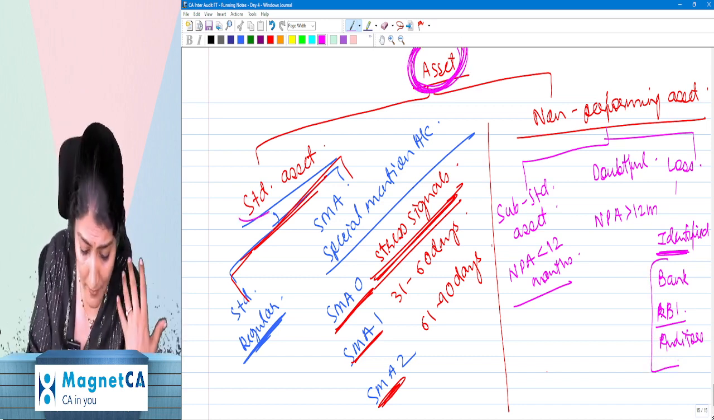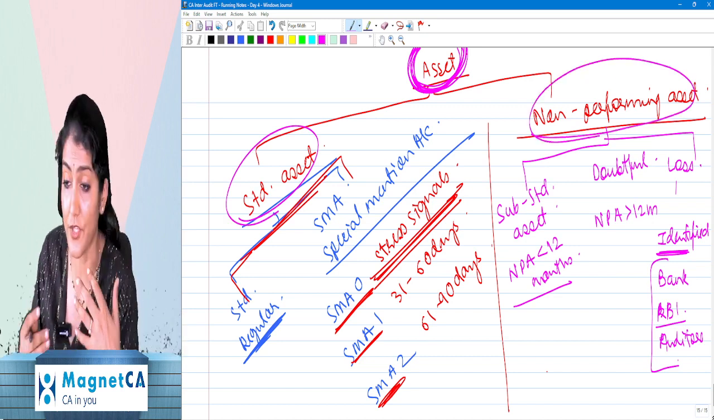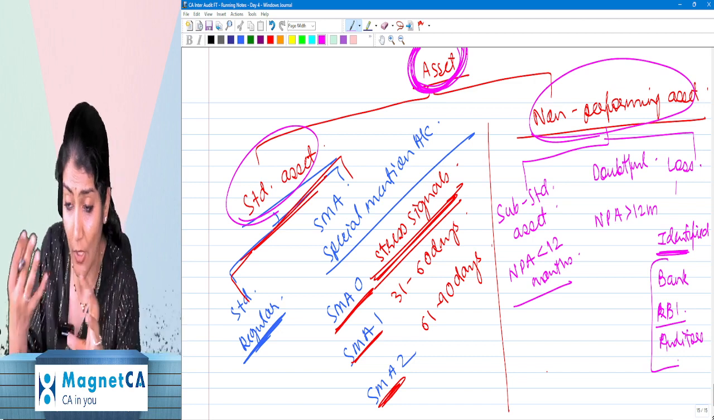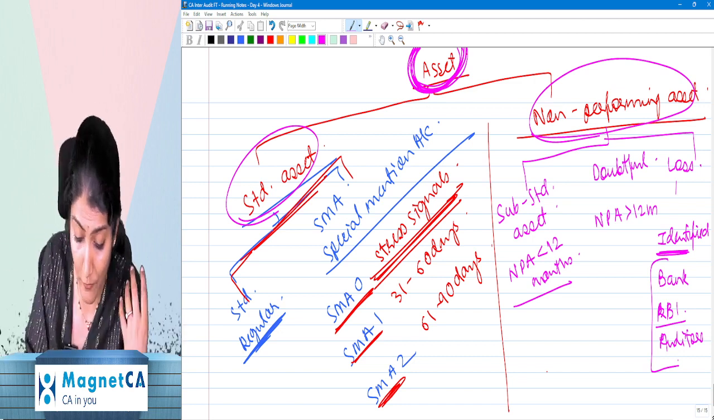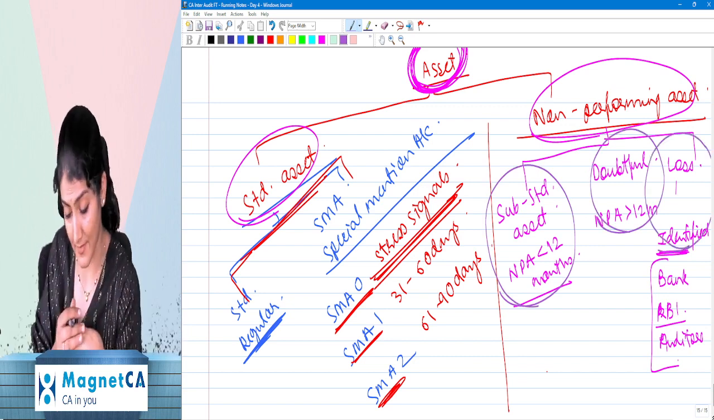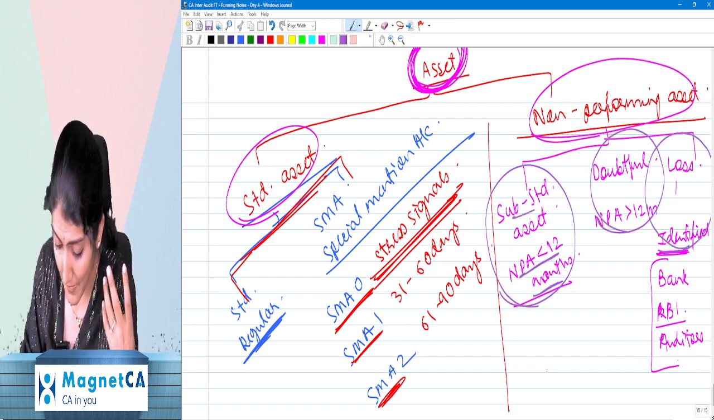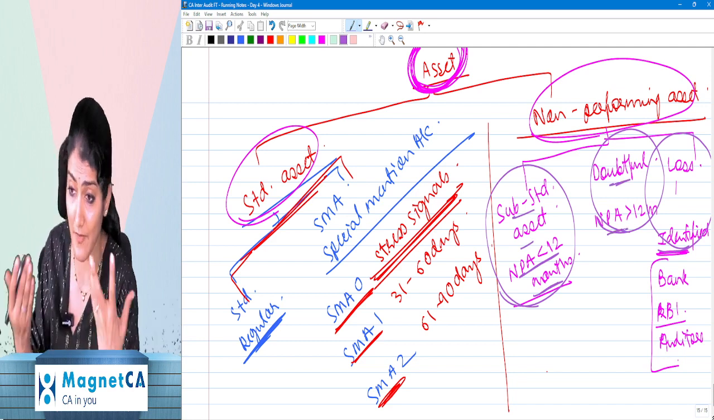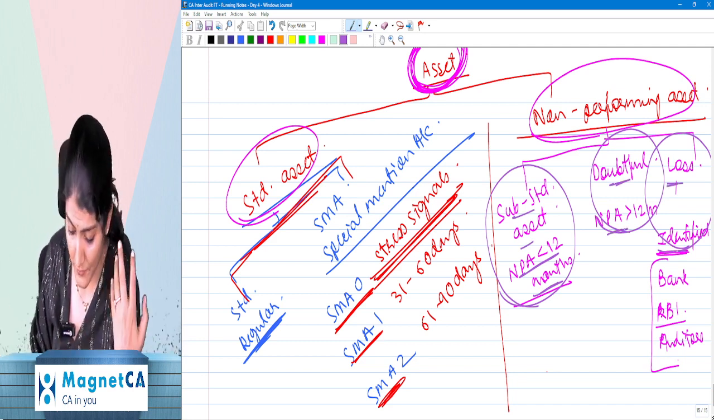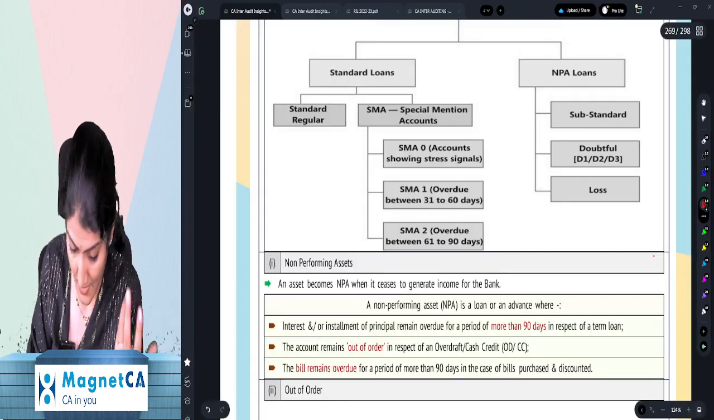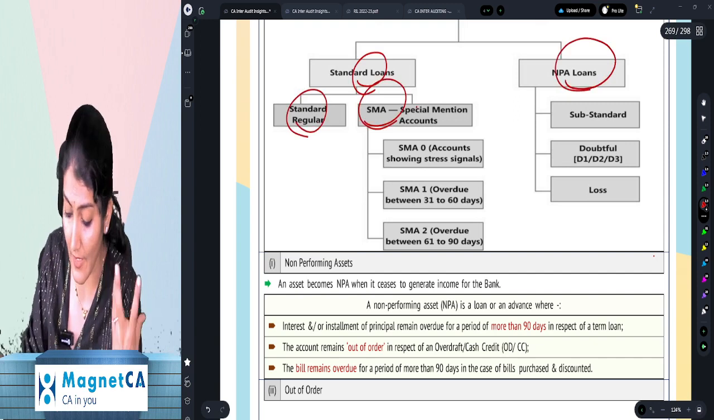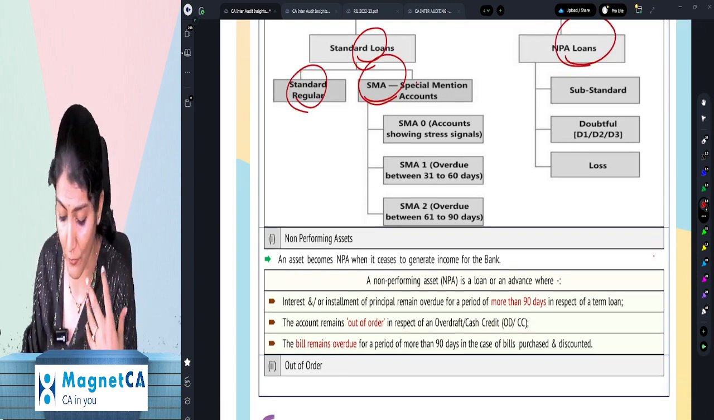So that is where we first talk about the classification of the assets of the bank. Standard asset or the non-performing asset. Under non-performing asset, it could be the substandard, doubtful, or the loss asset. So NPA up to 12 months, substandard, more than 12 months, doubtful. And then loss has to be identified, then it is to be treated as a loss asset. So standard loan, standard regular, special mention account, and then NPA, in which you have substandard, doubtful, and loss.